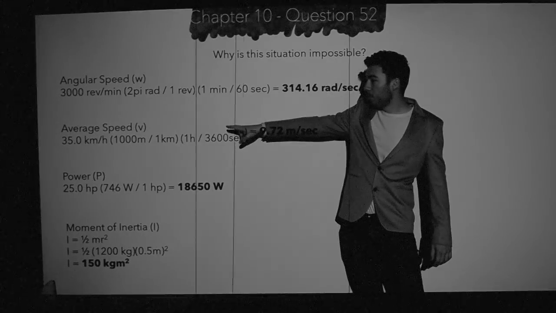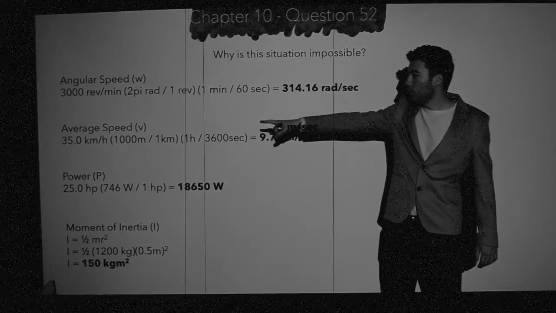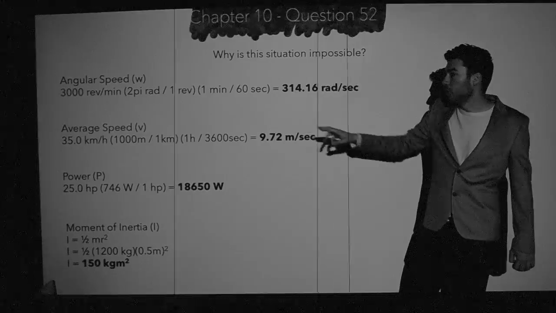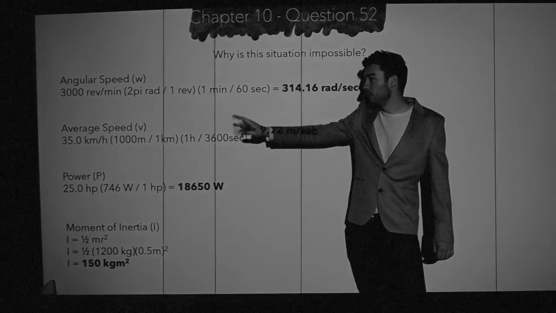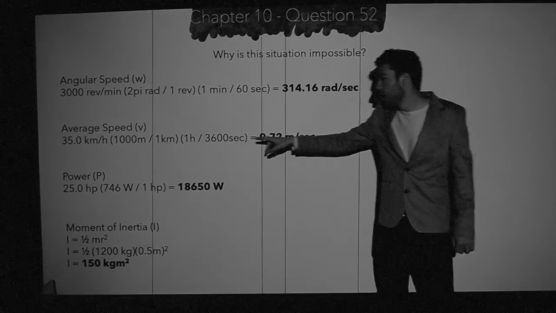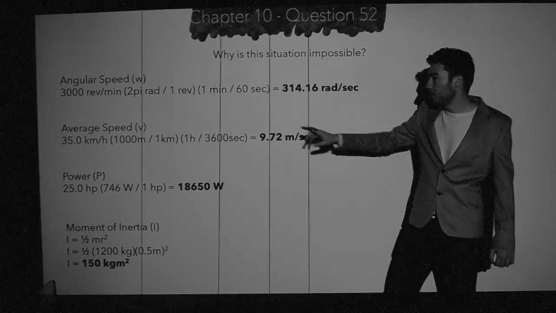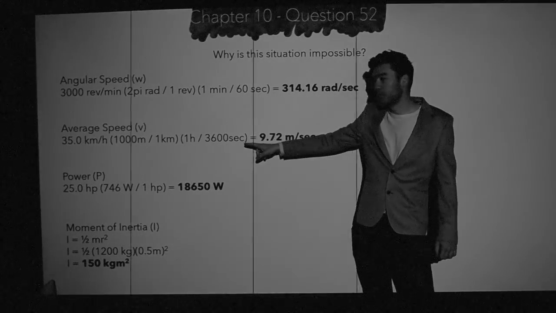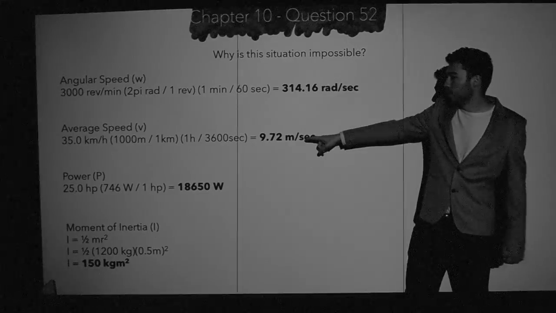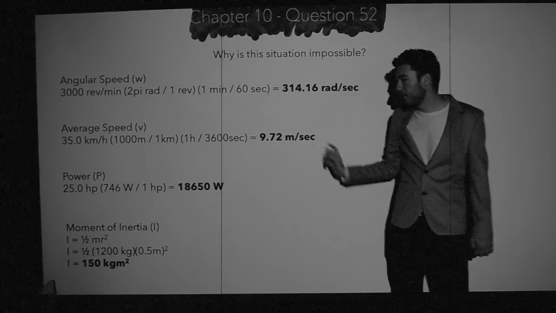Now for our average speed of v, we're given 35 kilometers per hour. So we're going to convert the kilometers to meters, and that's going to be 1,000 meters per kilometer. And then we're going to convert hours to seconds, and that's 1 hour per 3,600 seconds. And then we're given 9.72 meters per second.